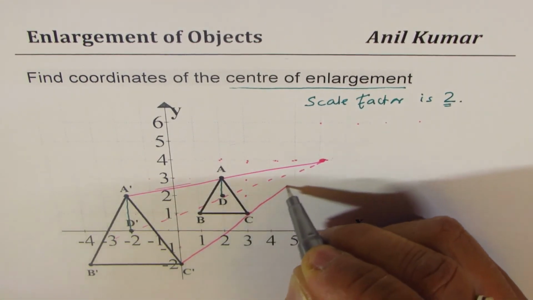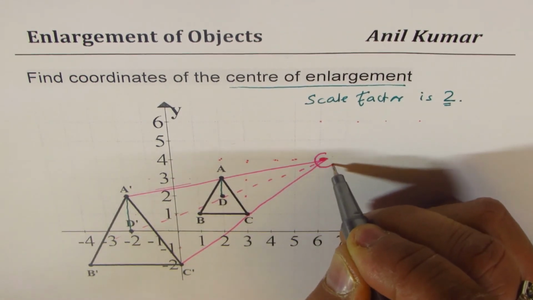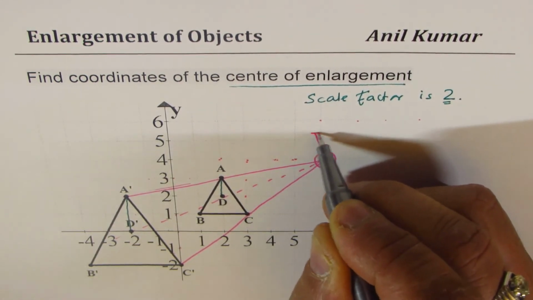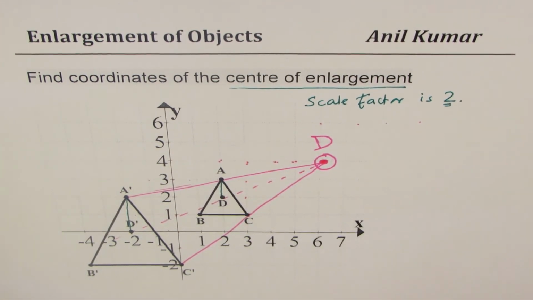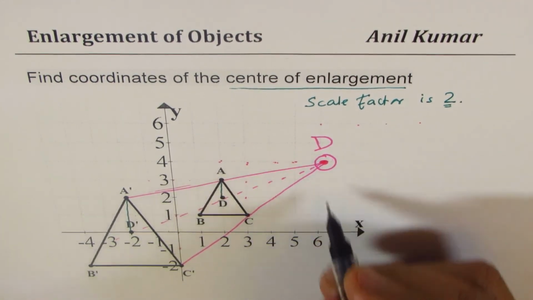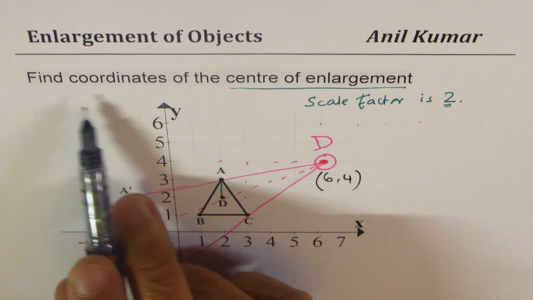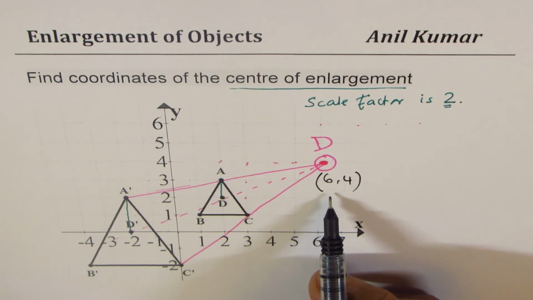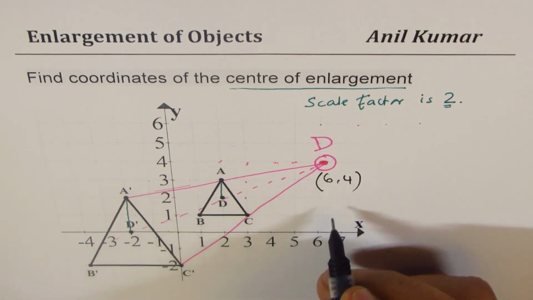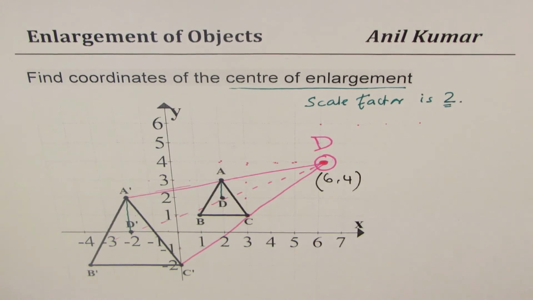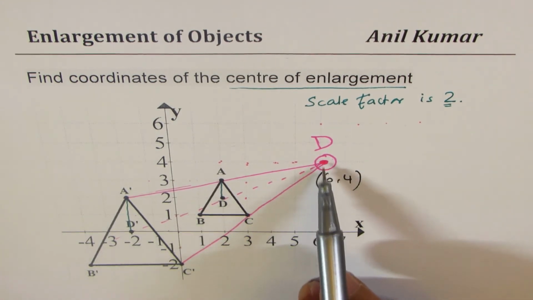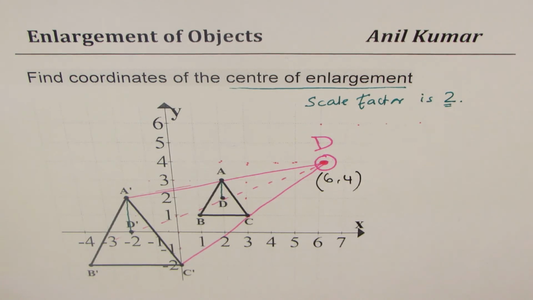So let's connect. If you connect these points, everything converges at a point which we are calling D. And that is the center of enlargement. And this is how you get it graphically, right? This is 6, 4. So the coordinates for the center of enlargement are 6, 4. That's our answer, right? So that is how you get it very easily from a graph. So they converge at a point. If you connect B dash to B, it will also converge to the same point. So that's the focus point, correct?